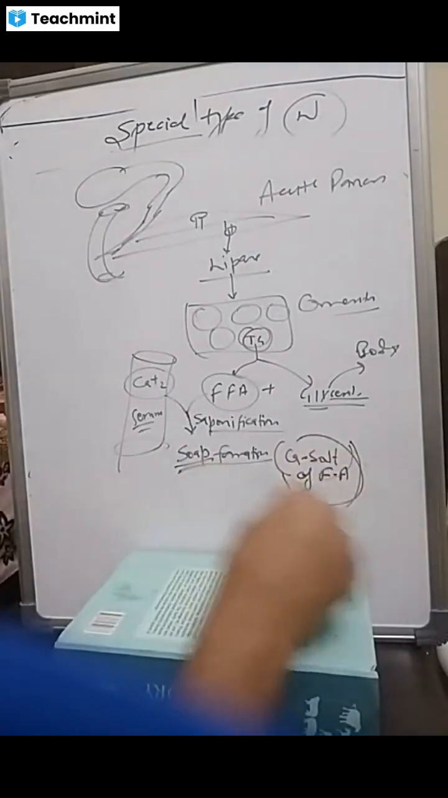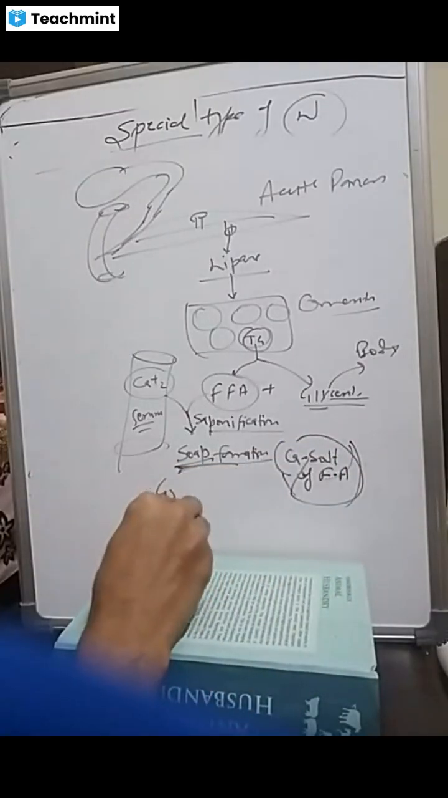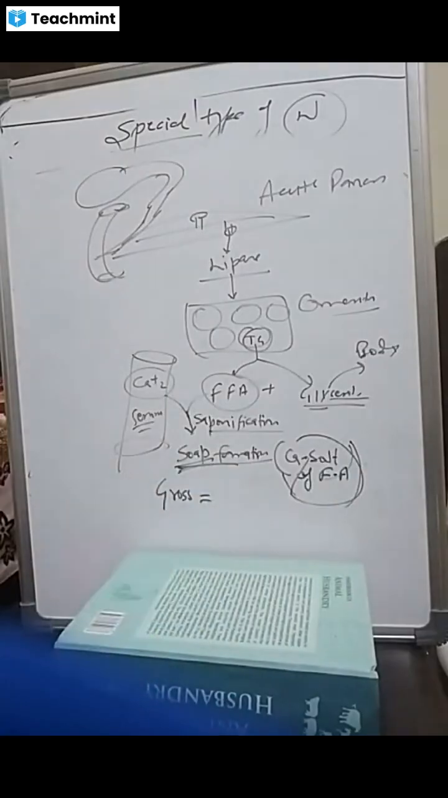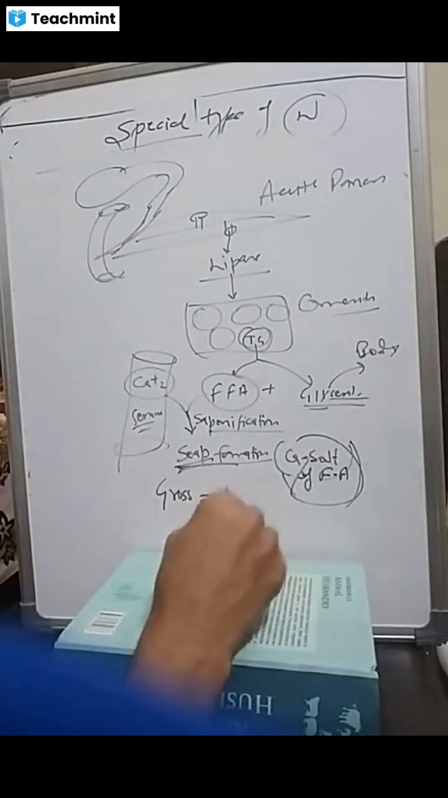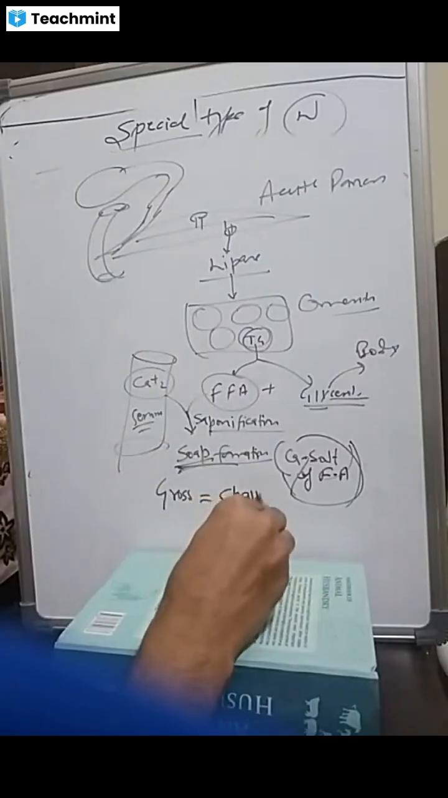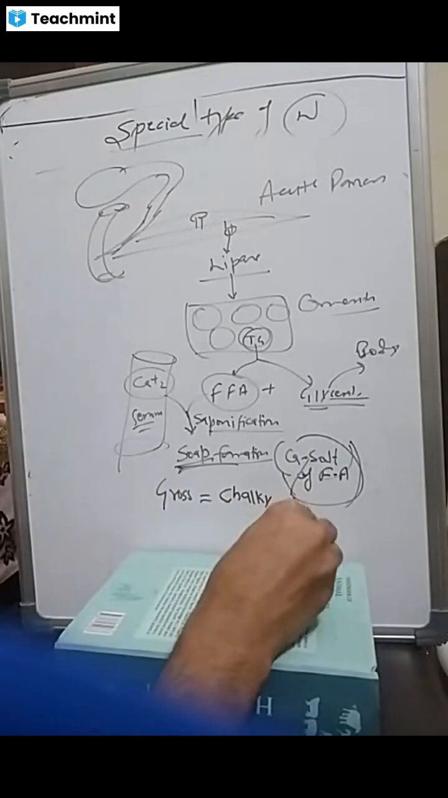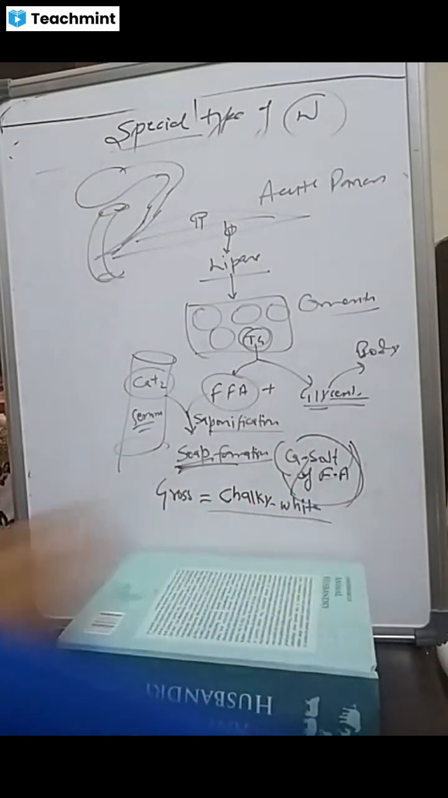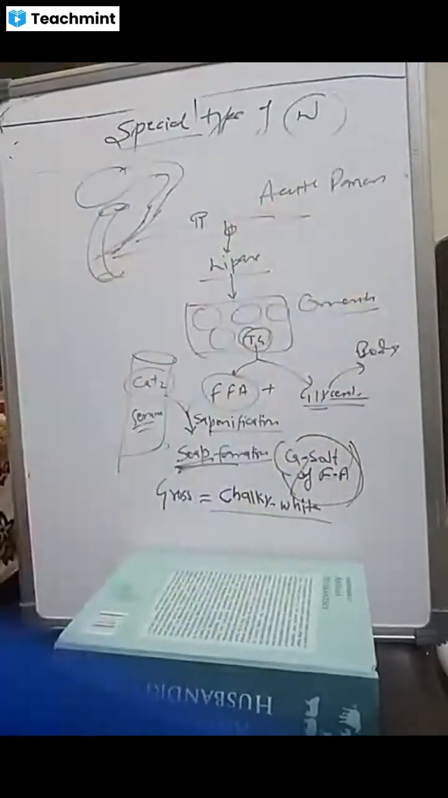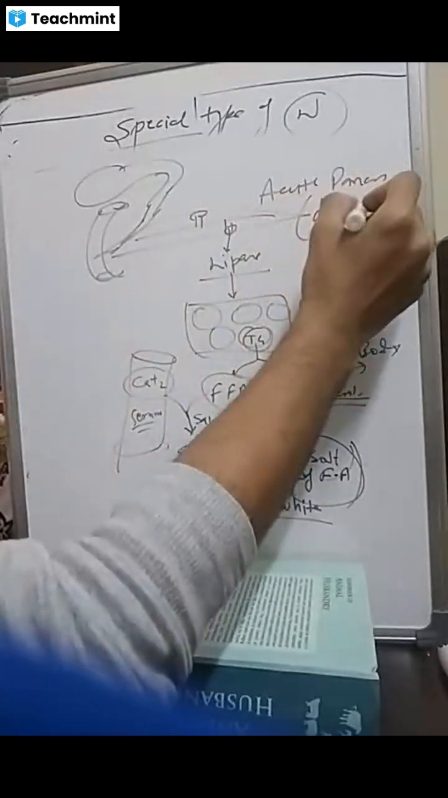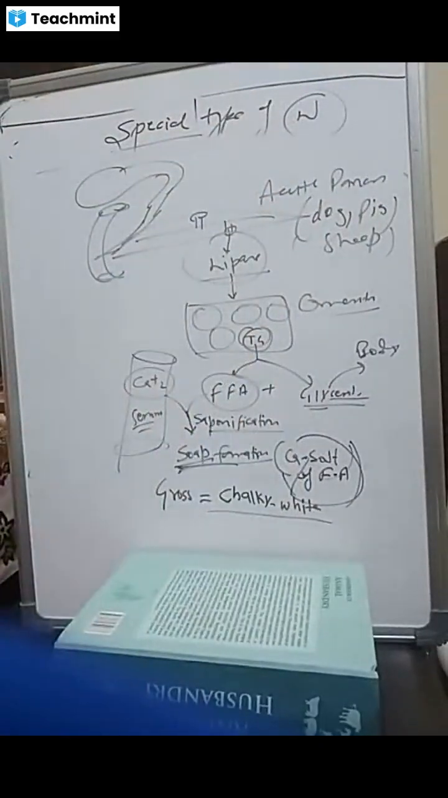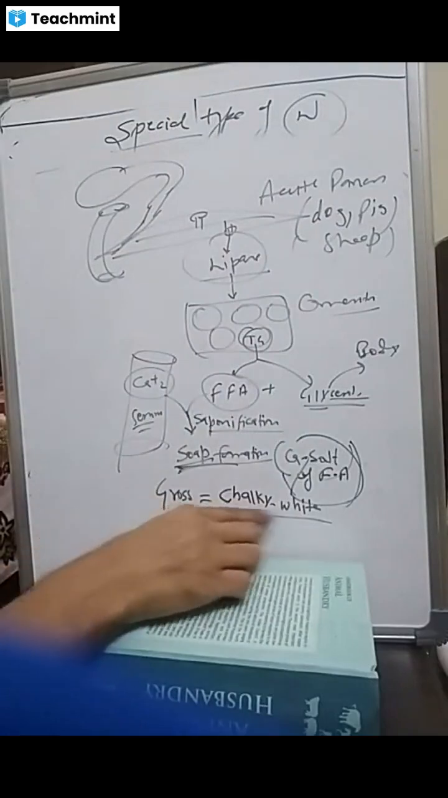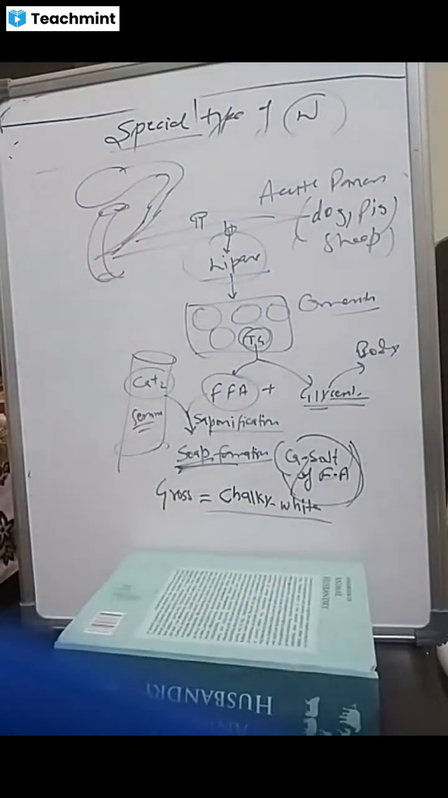This calcium salt, or this soap formation, if you look at the structure on gross, you will find a chalky white appearance. The gross appearance will be chalky white. So this is how acute pancreatitis occurs in dog, in pig or in sheep. It is common and it occurs in this way. And on gross, you will see the chalky white appearance.